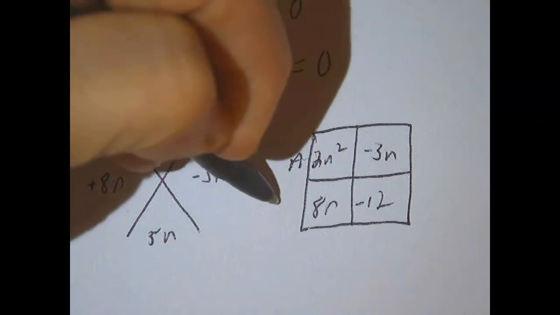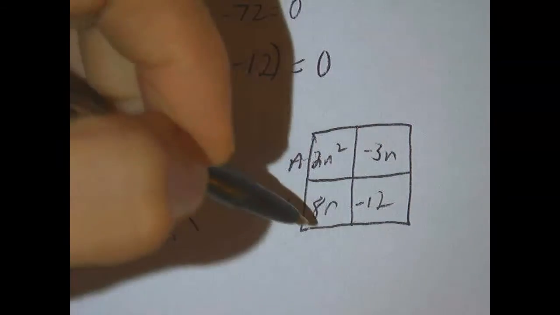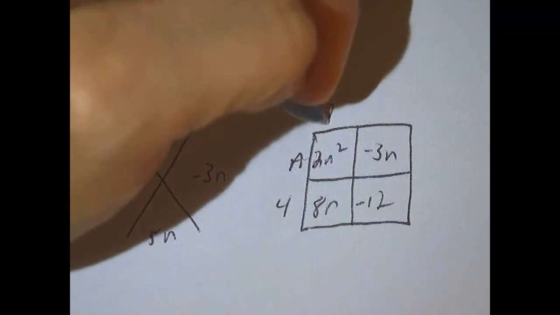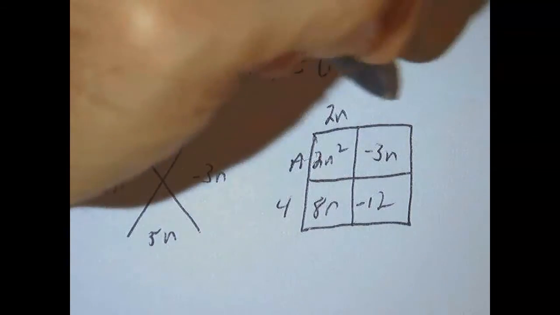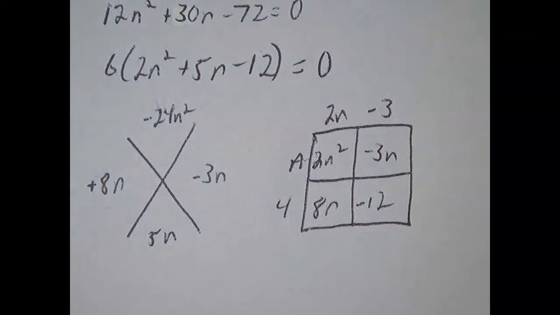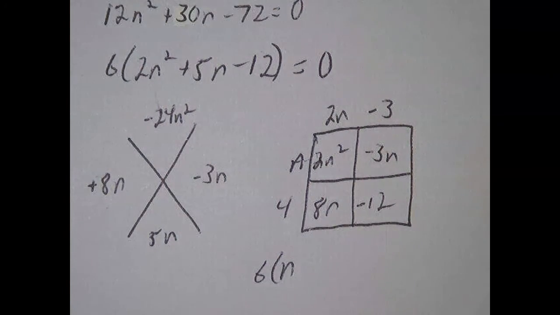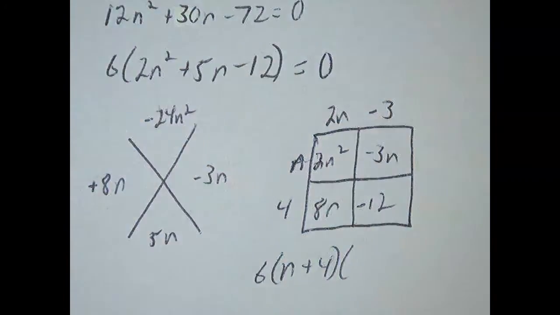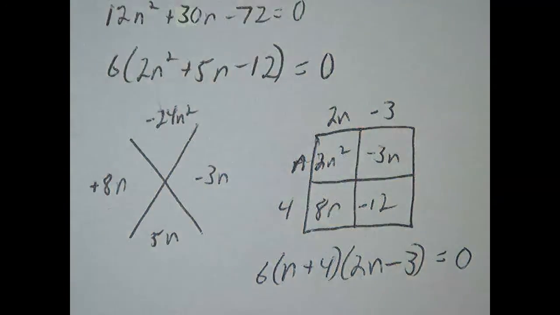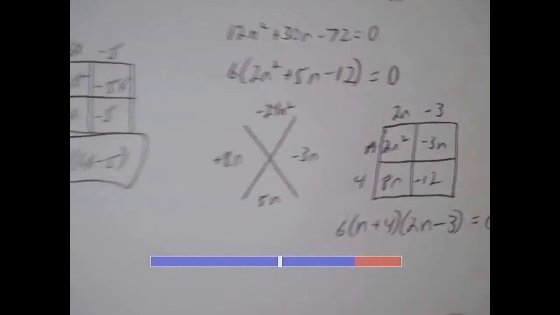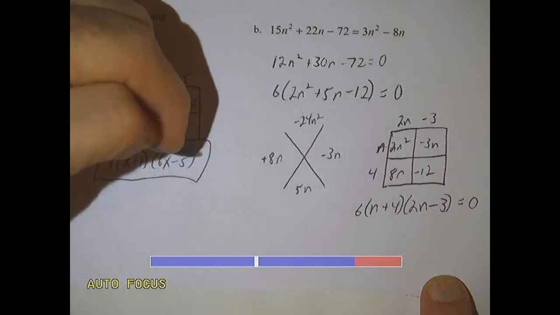Factor out a 4 going this way. Factor out a 2n going this way. And let's take a negative 3 going this way. And there it is. We still have 6 times n plus 4 times 2n minus 3, and this equals 0. And I didn't finish the last one. I realized I forgot to solve it, so I factored it, but that equals 0.